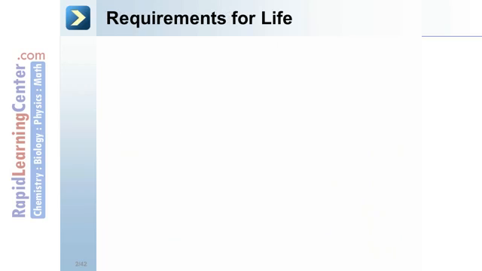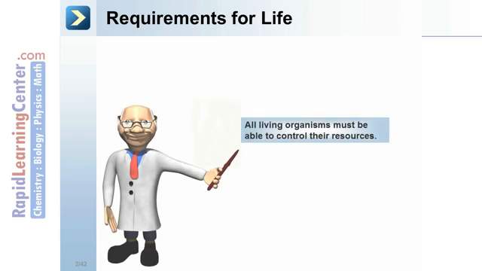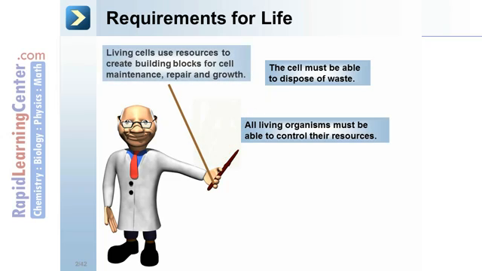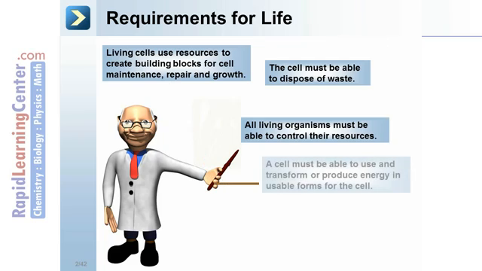Cell requirements for life. All living organisms must be able to control their resources. The cell must be able to dispose of waste. Living cells use resources to create building blocks for cell maintenance, repair, and growth. Cells must be able to use and transform or produce energy in usable forms for the cell.